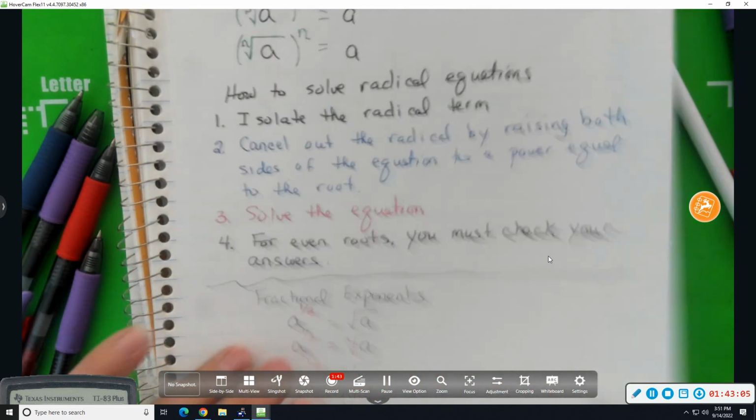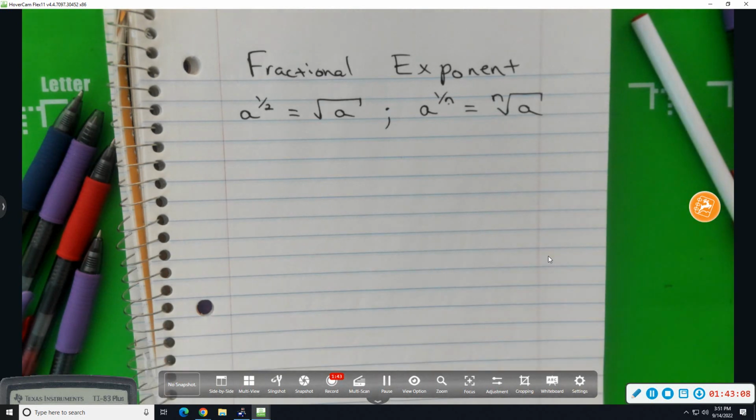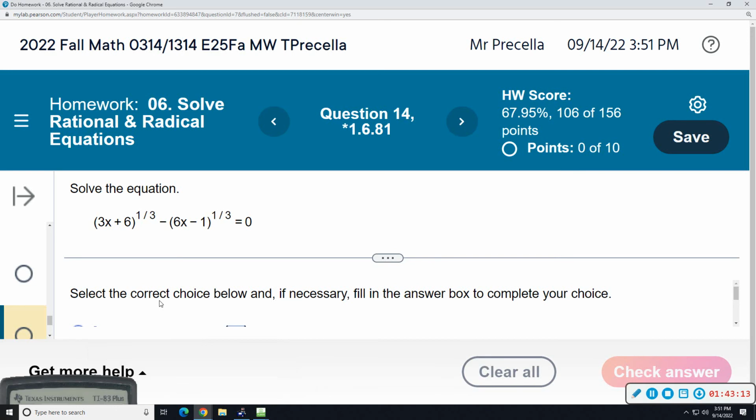Okay, so is number 14 a hard problem? Not if you realize that those 1/3 exponents are just cube roots. Let me write it down. We have the binomial 3x plus 6 raised to the 1/3 power minus the binomial 6x minus 1 raised to the 1/3 is equal to 0. Well, that's nice at least.